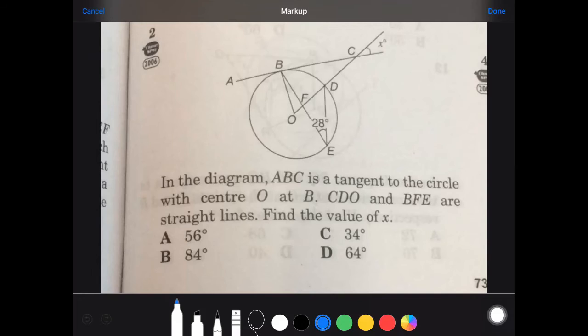Alright, moving to the second example, you have ABC, so also the tangent to the circle. Look at the diagram there, it's going to the center, so that means the line makes 90 degrees there, even though it doesn't look like 90 degrees, but it's 90 degrees. It's given CDO and BFE are straight lines. Alright, that is the center angle.